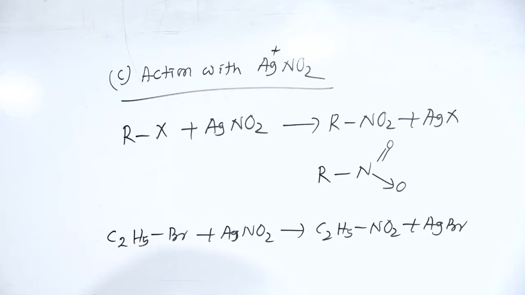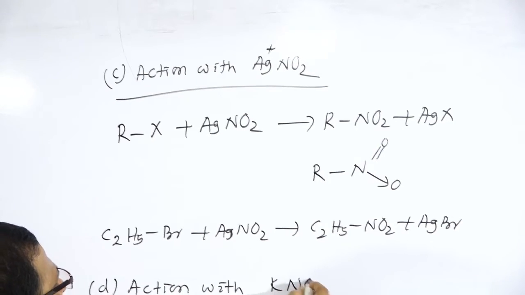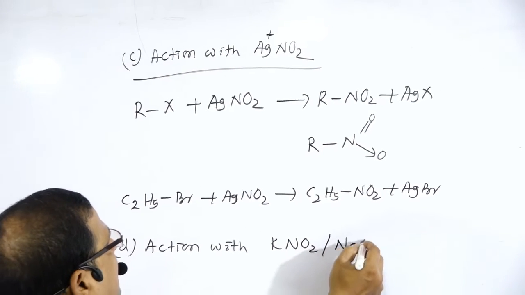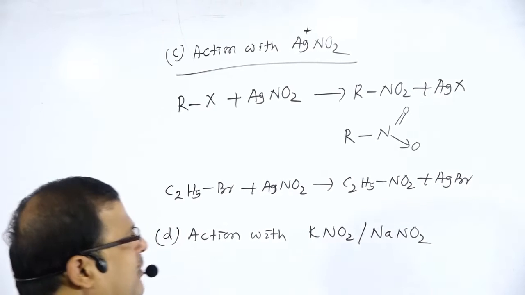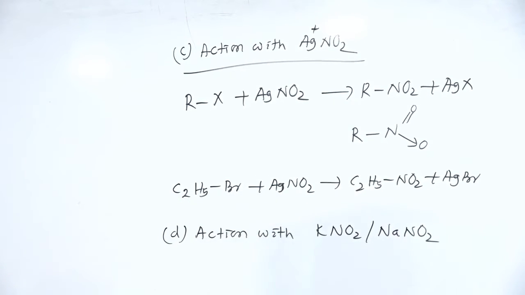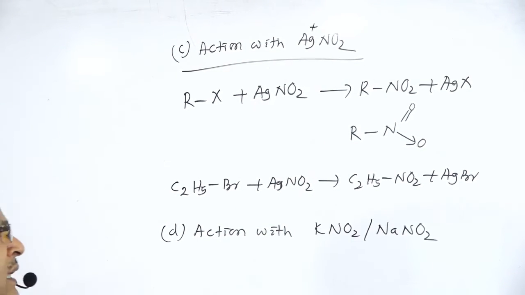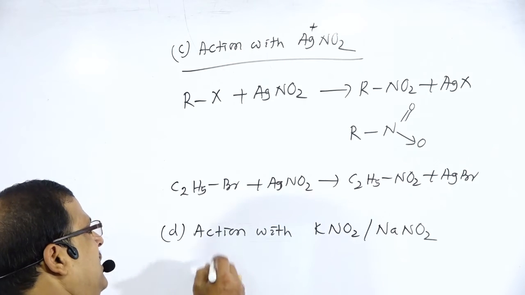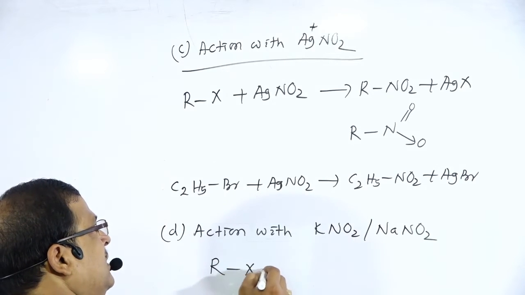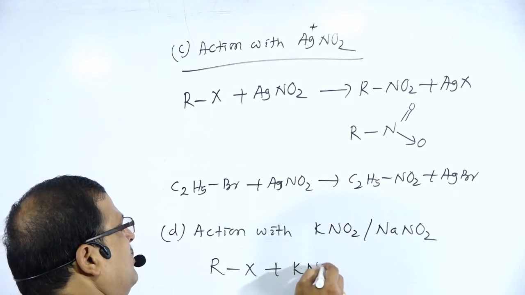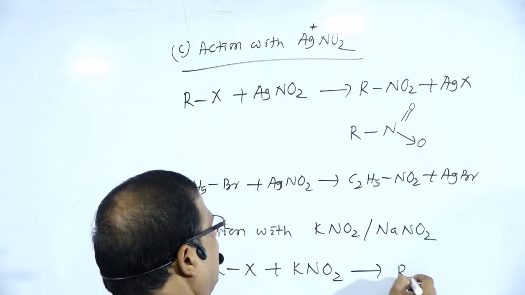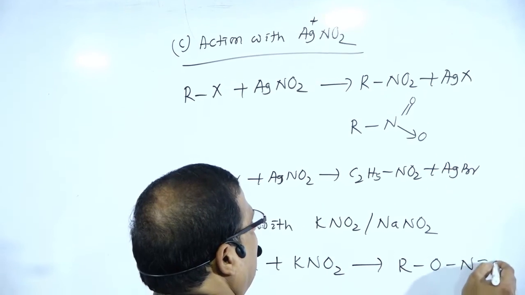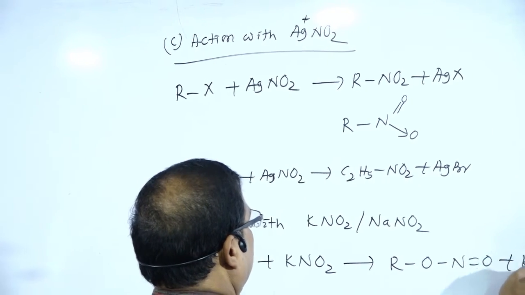Next one, action with KNO2 or NaNO2, that is alkali metal nitrites, potassium nitrite or sodium nitrite. Mark the difference. Alkyl halide treated with KNO2 gives R-O-N=O plus KX. Mark the difference.